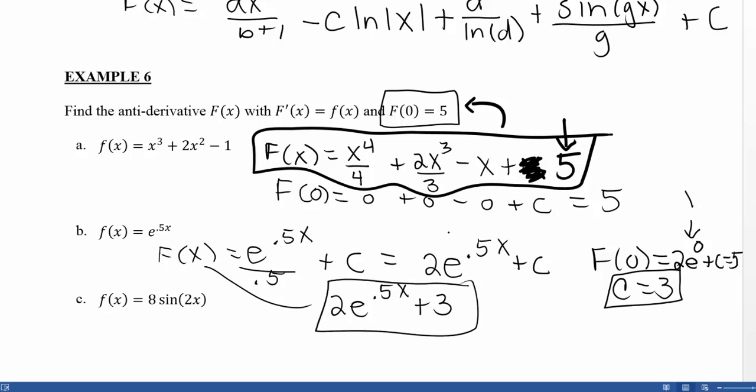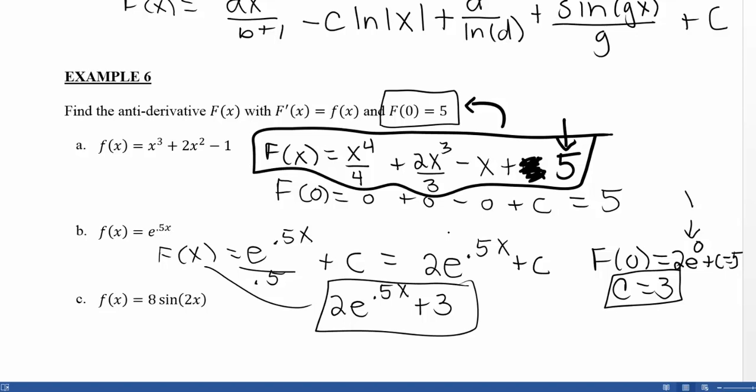Because that is an antiderivative that satisfies the definition. So when I take the derivative, I get e to the 0.5x back. But it also satisfies that f of 0, that the antiderivative at 0, has to equal 5. So I found my specific antiderivative for this case.